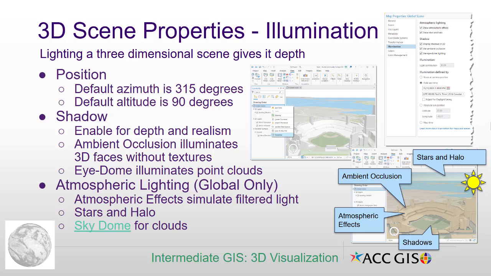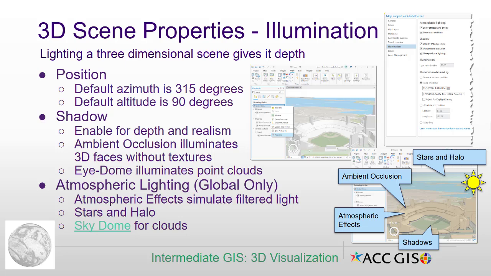In almost all cases, we're talking about the sun, and the default position is at 315 degrees and an altitude of 90 degrees. So in the northwest sky at noon with the sun directly overhead. Now, the problem with that is the illumination is pretty harsh and it doesn't really cast shadows. So I often change that to 45 degrees, or you can set the position by the time of day, and I'll set it for later in the day.